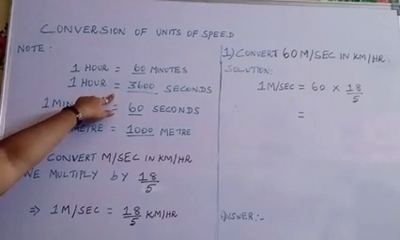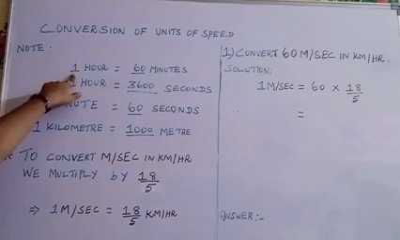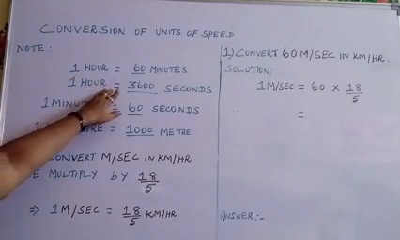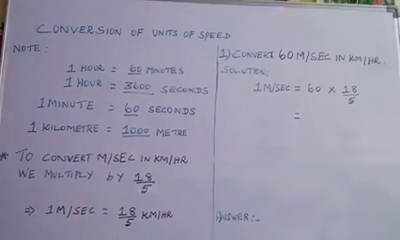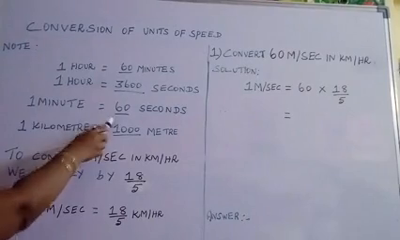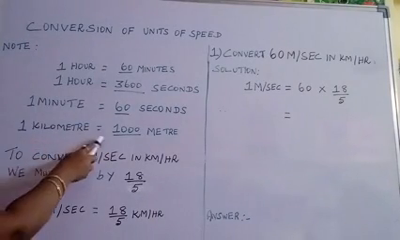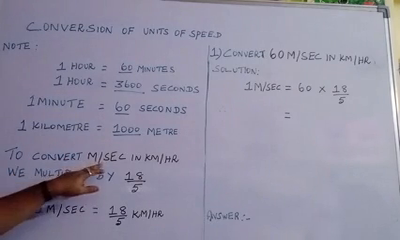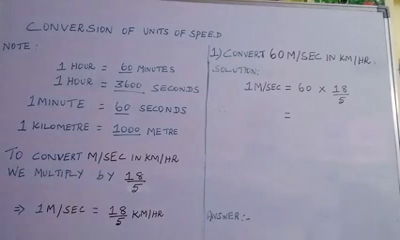1 hour is equal to 3,600 seconds. 1 minute is equal to 60 seconds. And 1 kilometer is equal to 1,000 meters. To convert meter per second into kilometer per hour.